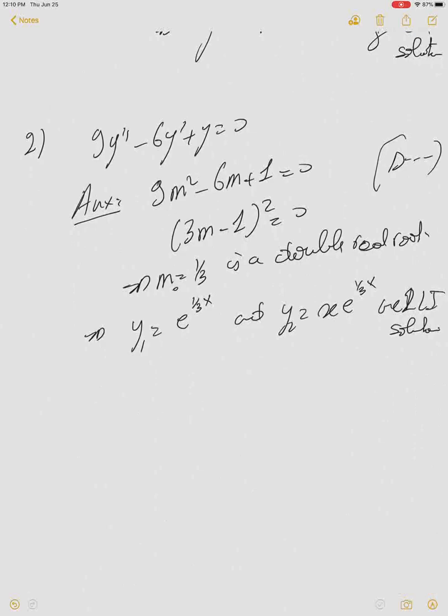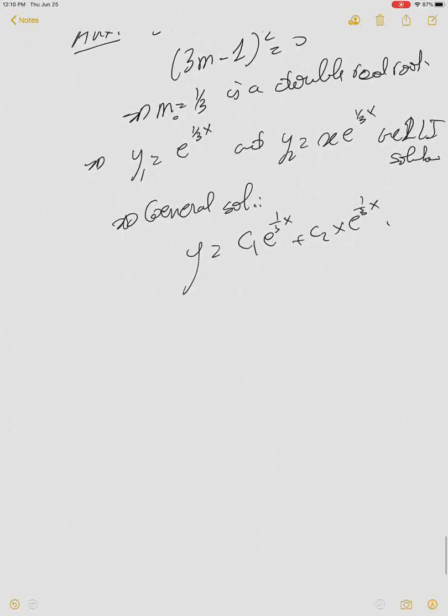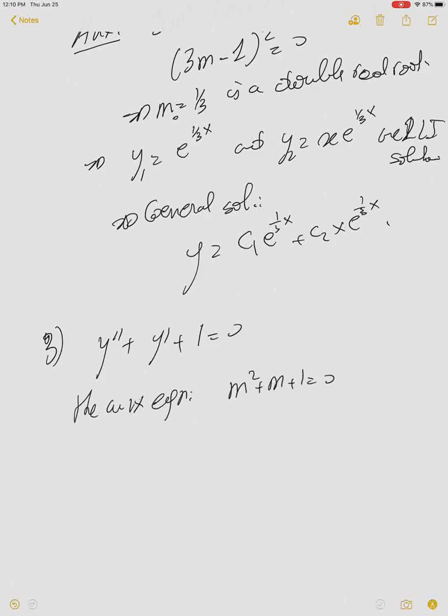So these are linearly independent solutions here, and this implies that the general solution is y equals c1 e to the 1 over 3x plus c2 x e to the 1 over 3x. Now 3. So I have y double prime plus y prime plus y equal to 0. So the auxiliary equation is m squared plus m plus 1 equal to 0.